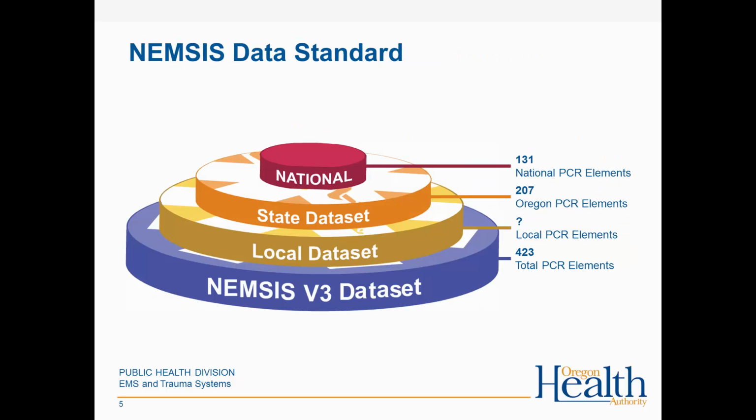So what is the NEMSIS data standard? The National EMS Information System is a national standard that defines 423 data elements that could be collected on an EMS patient care report. A core of those data elements are labeled as national elements. They're collected across the country in every state. Outside of that, each state has determined additional data elements that are important to collect from all EMS agencies across the state. Oregon has done that and has selected a state data set of just over 200 patient care report elements.